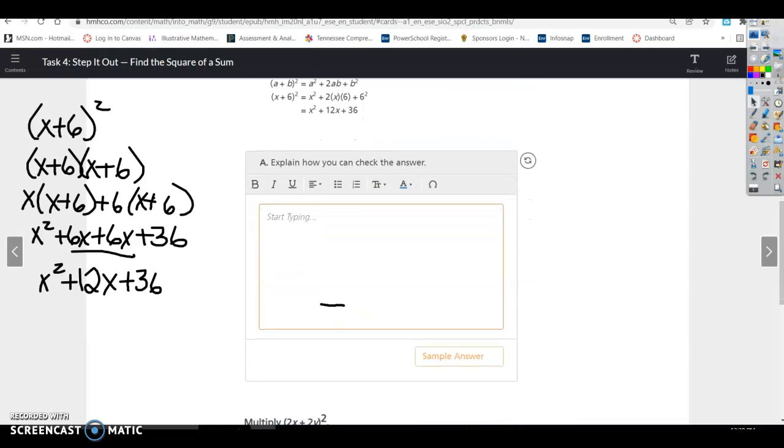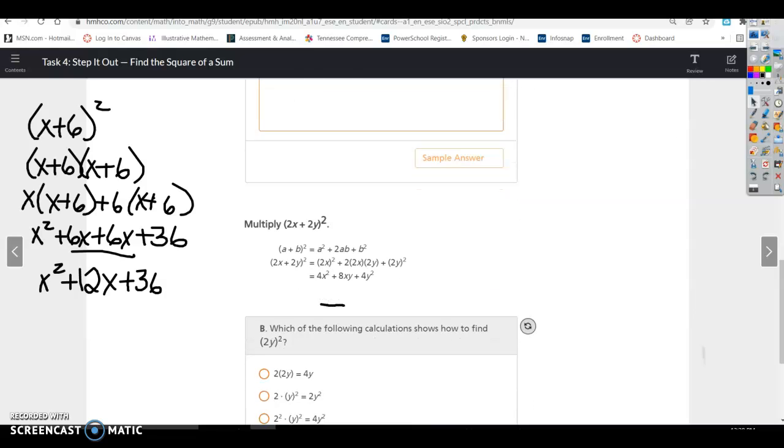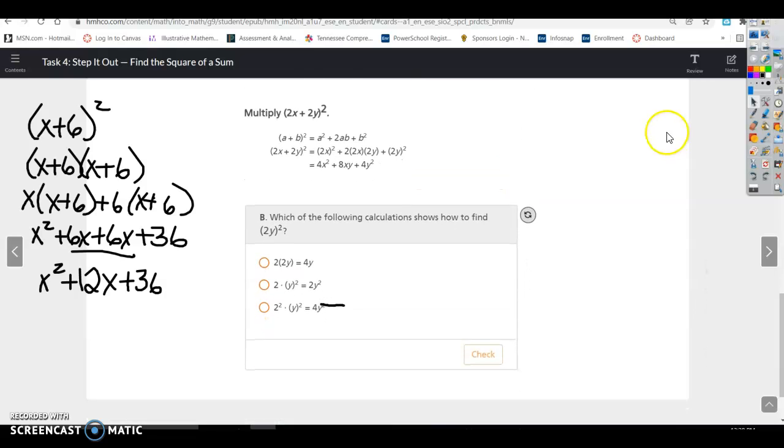All right, explain how you can check the answer. You can use the table, you can use distributive property, or you can factor this back out if you want to and see if you get what you started with. All right, let's do another one. Multiply 2x plus 2y quantity squared.